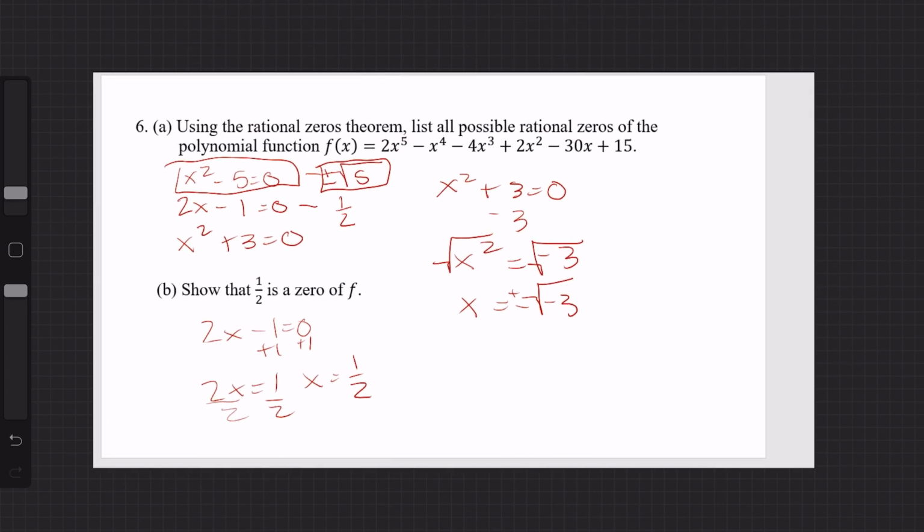And then we are going to rewrite negative 3 as negative 1 times 3. So x equals the square root of negative 1 times 3. That gives us x equals plus or minus the square root of negative 1 times the square root of 3. So then that gives us x equals plus or minus i square root of 3, like that. So that's the answer to this one, plus or minus i square root of 3.